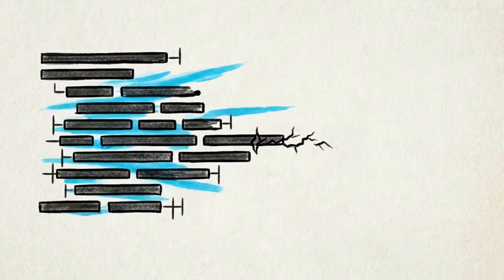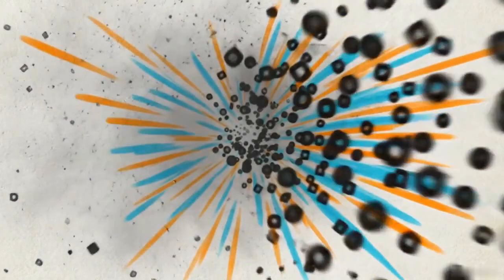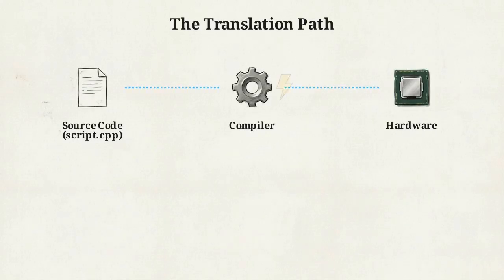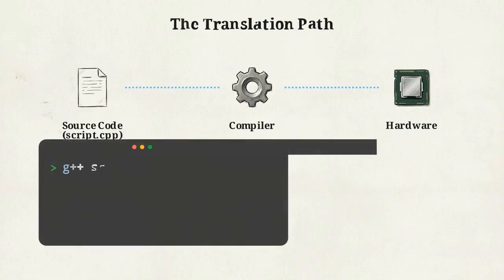Human-readable code is entirely useless to a computer's processor. Before the hardware can act, your text must be instantly translated into pure binary. The compiler acts as the essential translation engine, bridging the gap between your written script and the physical hardware that only understands electrical signals.